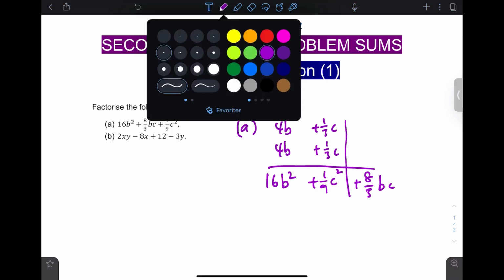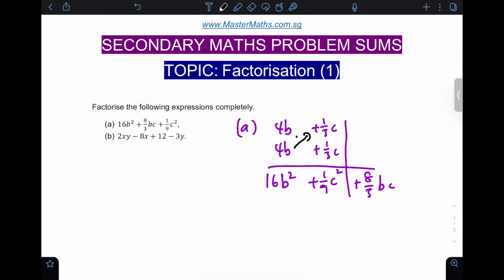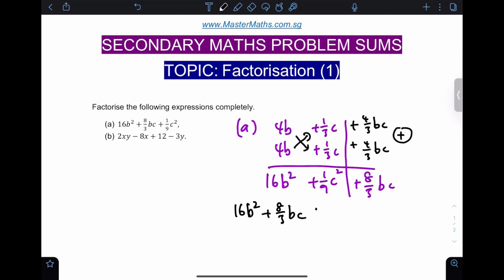And then we do this thing called cross multiplication. And we'll get positive 4 over 3bc, positive 4 over 3bc. And then when we add them up together, we just need to ensure that we get 8 over 3bc, which is correct. So for part A, 16b squared plus 8 over 3bc plus 1 over 9c squared.